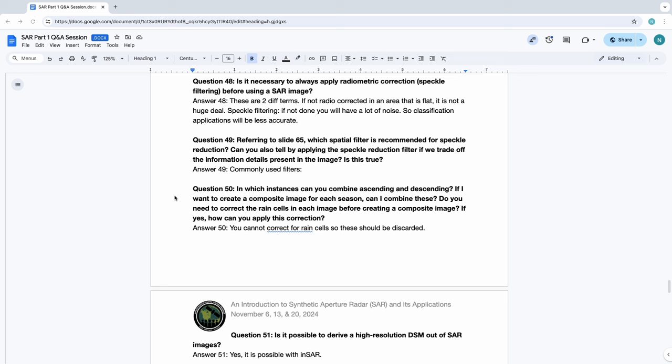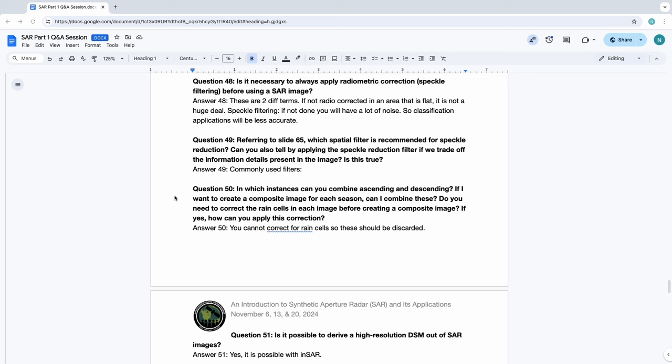Question 49, in which instances can you combine ascending and descending? If you want to create a composite image for each season, can I combine these? Do you need to correct the rain cells in each image before creating a composite image? If yes, how can you apply this correction? Okay, so first of all, you can combine ascending and descending. I personally do not.